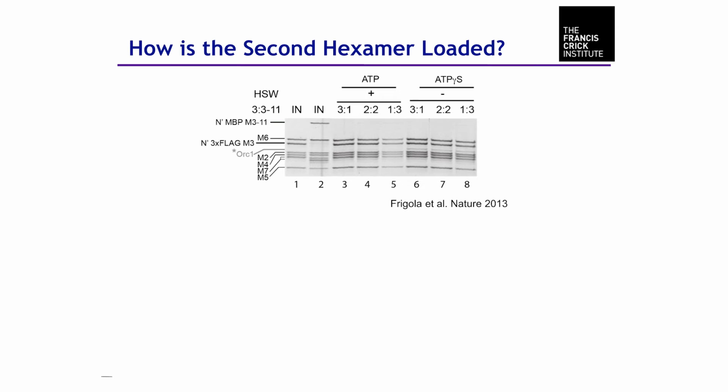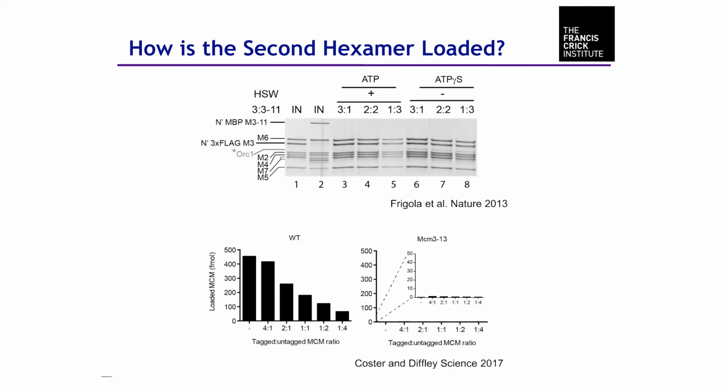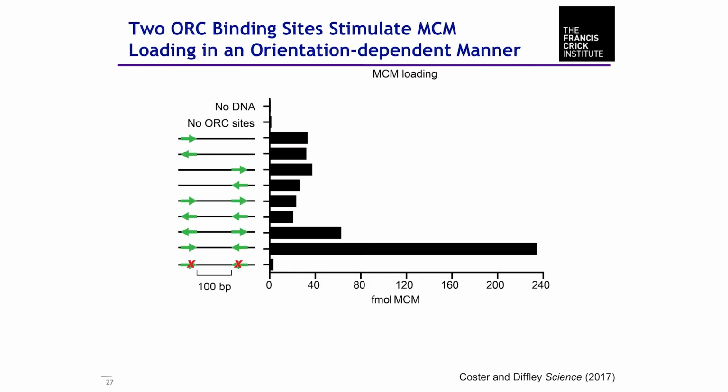And it turns out, I won't go through this in detail, but we showed in mixing experiments, and we've done this now in fairly sensitive luciferase assays, that you virtually never see any loading of that mutant protein when mixed with the wild-type protein in any ratio. So this really argued that the second hexamer required the same interactions as the first hexamer.